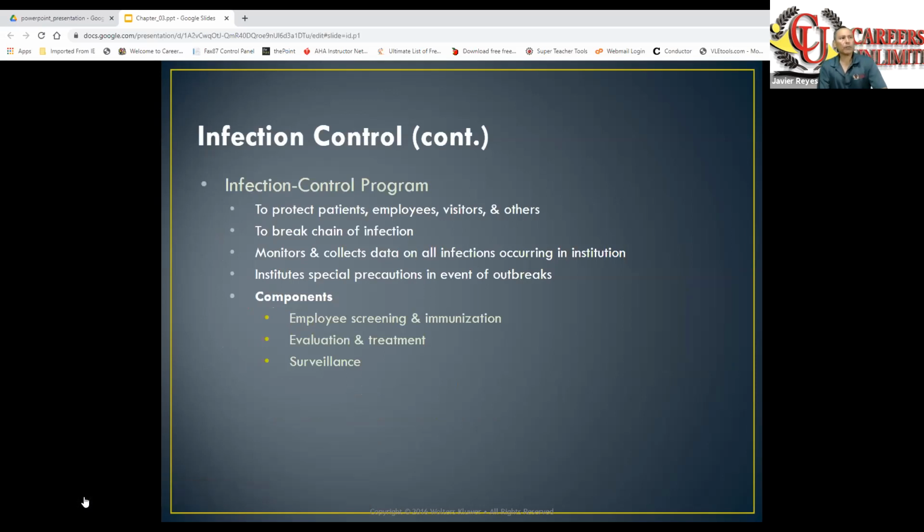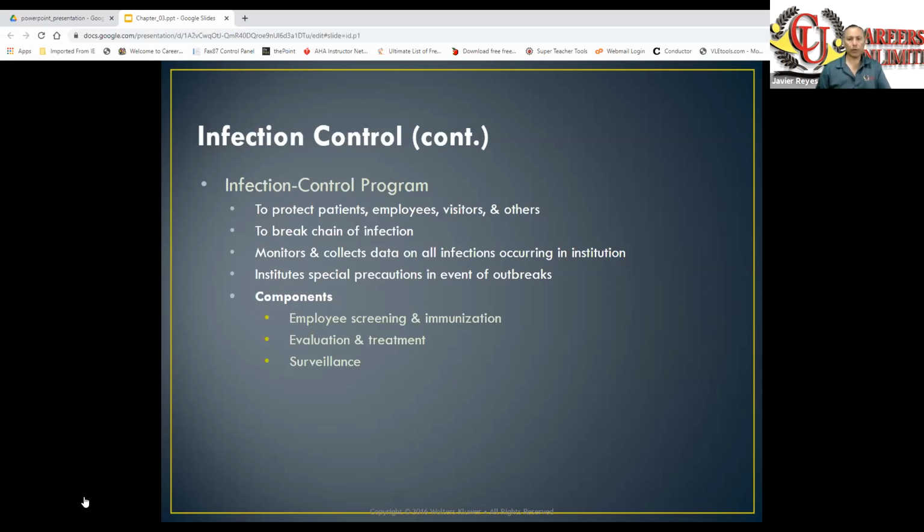Infection control programs are there to protect patients, employees, visitors, and others. Again, we have to keep it very much under control to break the chain of infection. If we don't break that chain, then the infection just perpetuates. It keeps on going and on forever until we actually take measures to stop it. Our job is to monitor and collect data on all infections occurring in an institution. Very important.